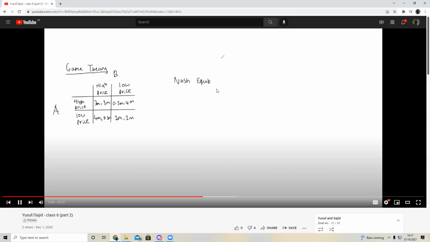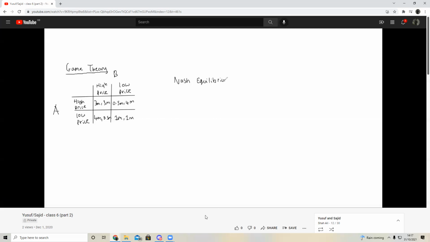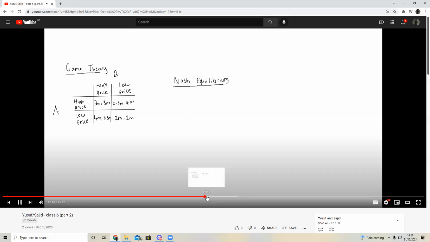Do you know what a Nash equilibrium is? Yeah, it's when they don't collude. So this one is the low price. That's the Nash equilibrium here. Basically when they don't collude, when no one has an incentive to cheat as well, it's the best response of both firms.